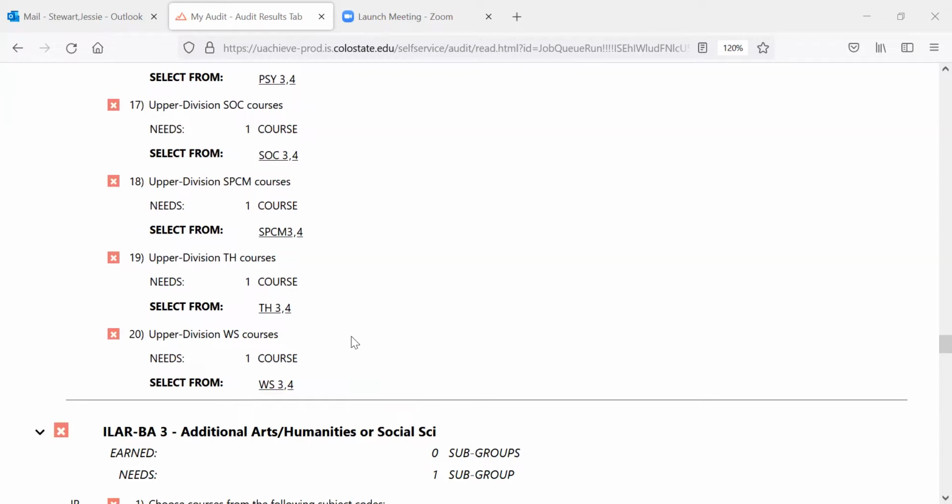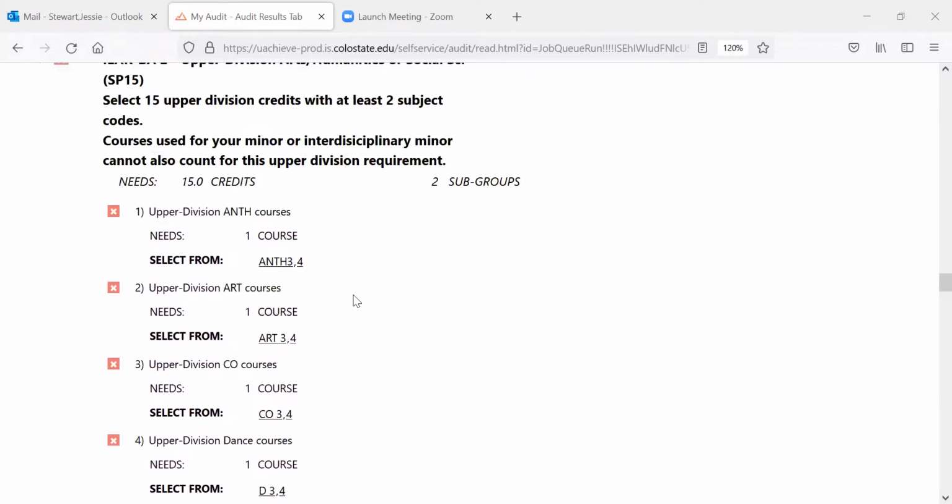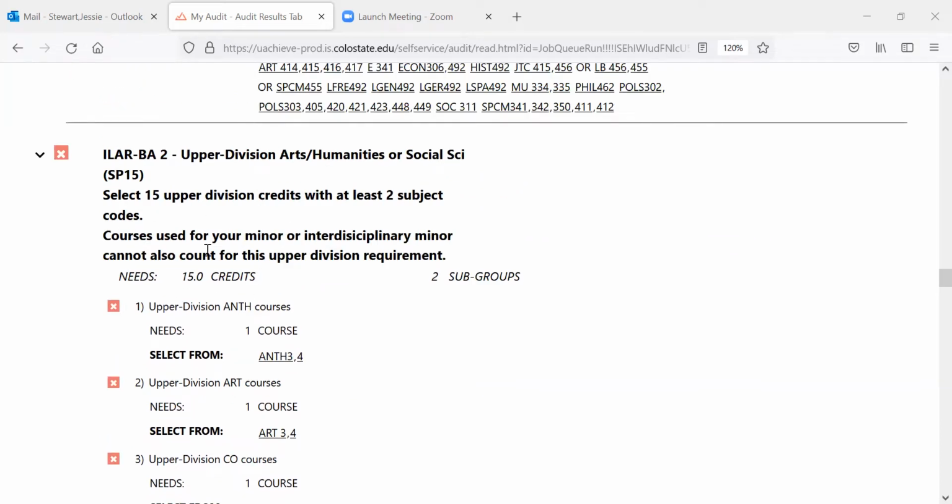There's 20 different categories, but you only need, and it says it right up here, you only need 15 credits. So it's really about picking classes from this category, 5 classes total with at least 2 different subject codes. But some of these upper division or 300 level, 400 level classes have prerequisites. So oftentimes on your grad plan, I'll put something like take a 300 to 400 level in the College of Liberal Arts. And you're like, well, what does that mean? Well, this is that category.